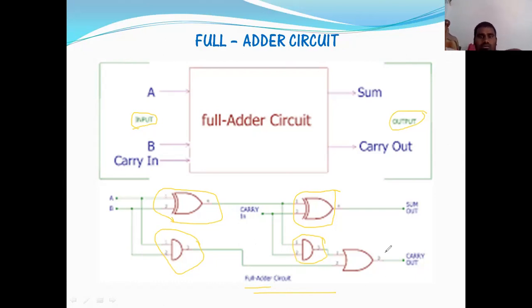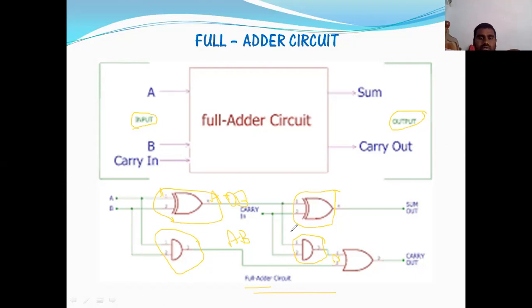Okay, so here we have the AND gate, and we are getting AB. The other output is A XOR B, and this AB is directly coming to this one.